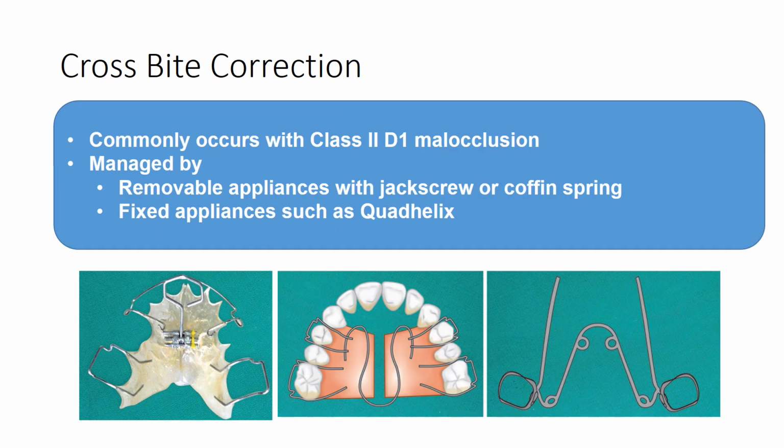Now, sometimes a class 2 division 1 malocclusion may present with a posterior crossbite, as in cases of digit sucking habit, and this can be corrected by use of removable appliances carrying a jack screw or a coffin spring, or we could use fixed appliances such as the W arch or the quad helix.